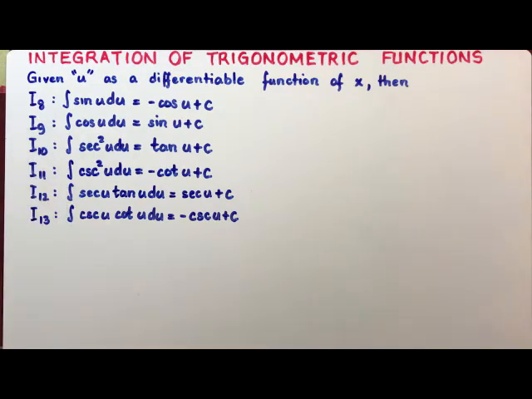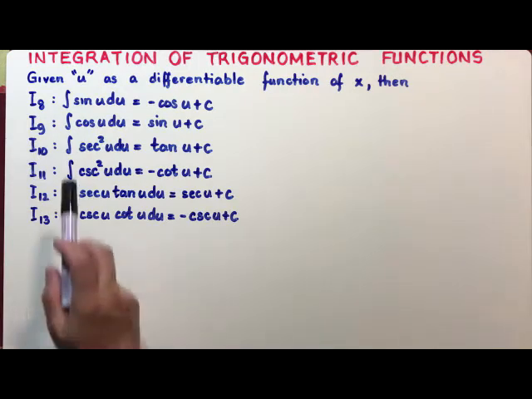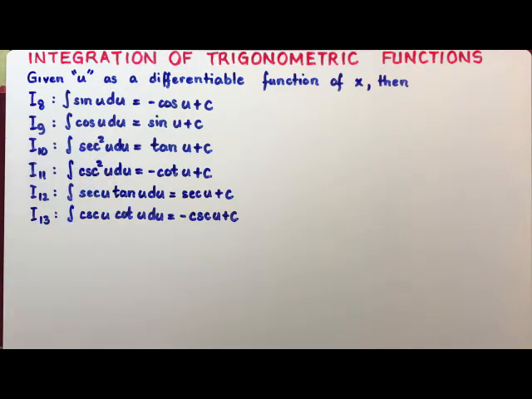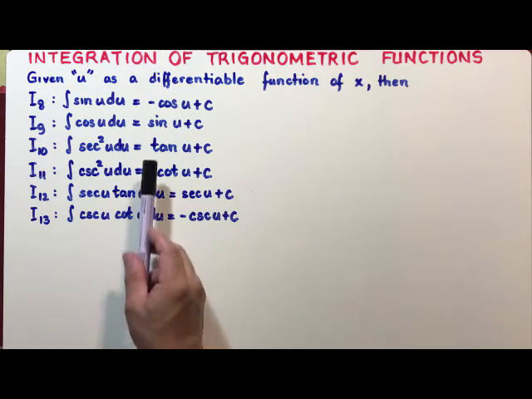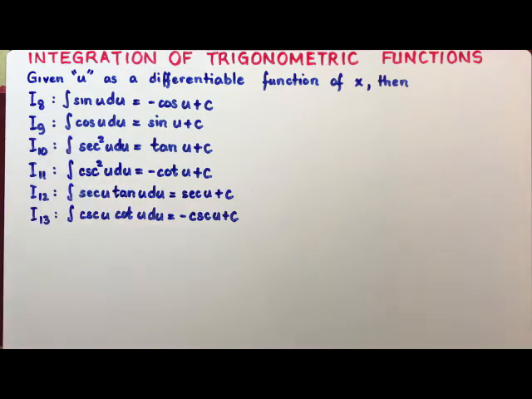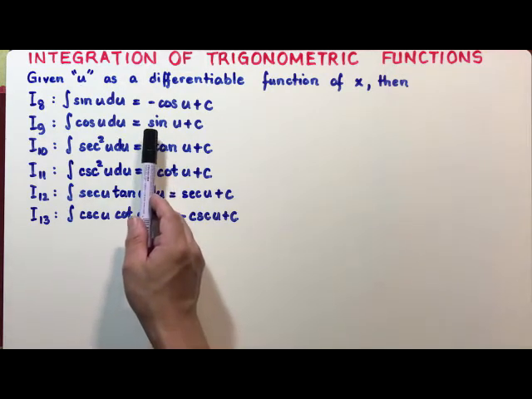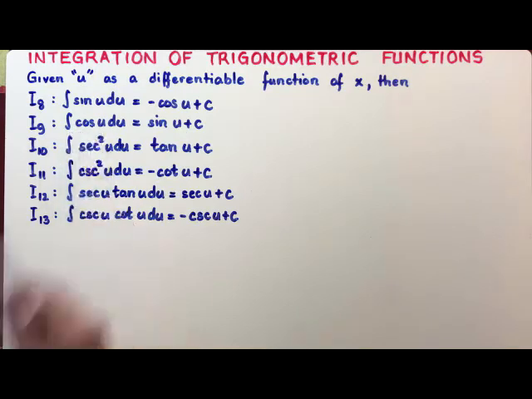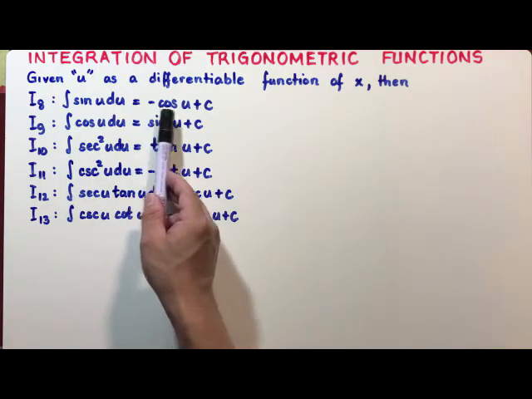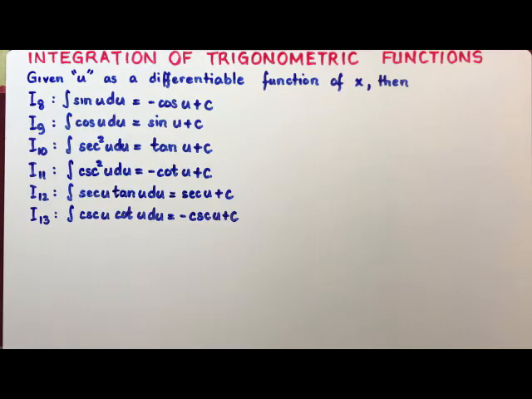Formula number 8, that the integral of sine u du is equal to negative cosine u plus c. Formula number 9, integral of cosine u du is equal to sine u plus c. And these formulas are sensible, because we know that integration and differentiation are inverse operations. Because the derivative of sine u is just cosine u, and the derivative of negative cosine u is sine u.